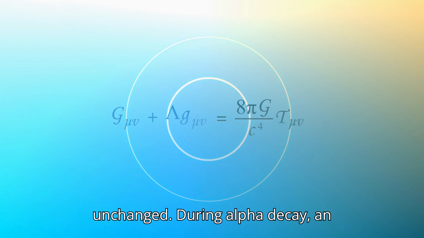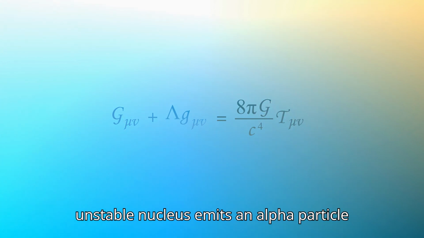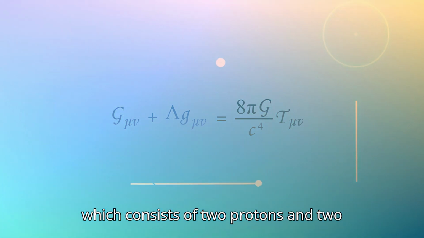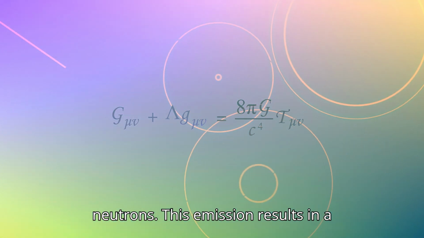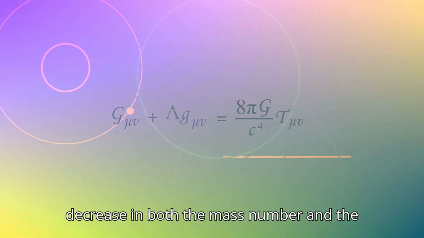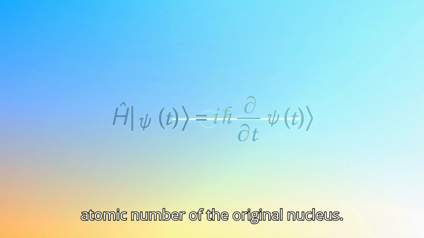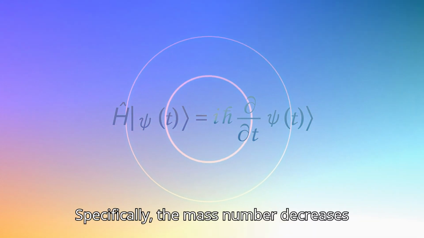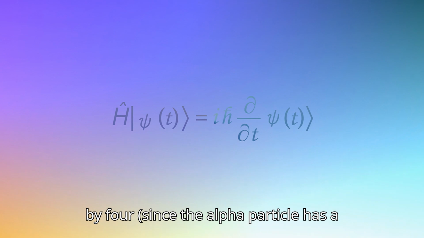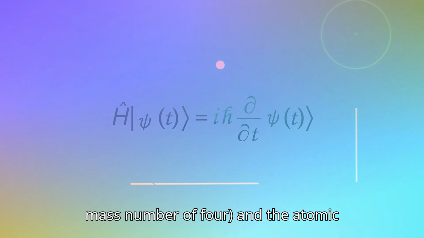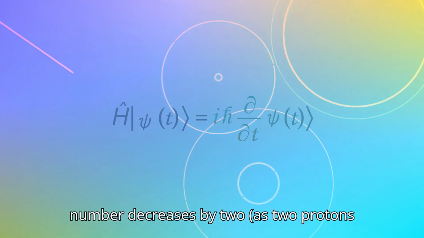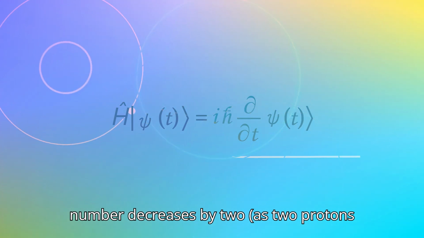During alpha decay, an unstable nucleus emits an alpha particle, which consists of 2 protons and 2 neutrons. This emission results in a decrease in both the mass number and the atomic number of the original nucleus. Specifically, the mass number decreases by 4, since the alpha particle has a mass number of 4, and the atomic number decreases by 2, as 2 protons are lost.